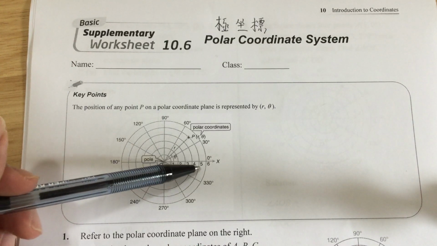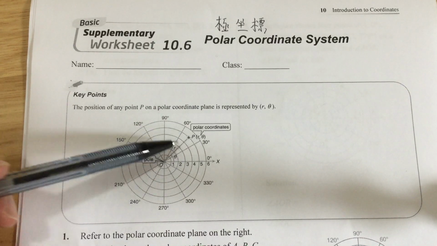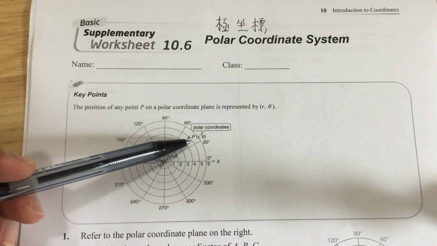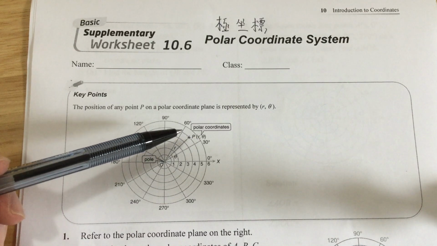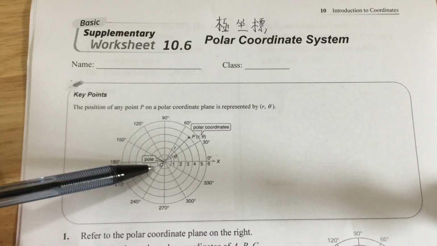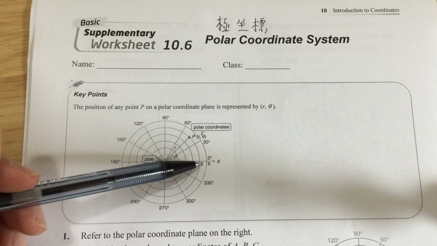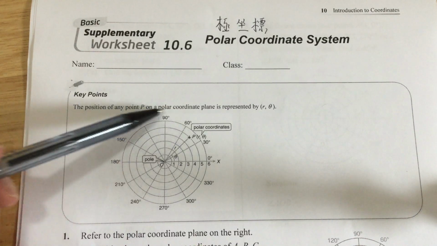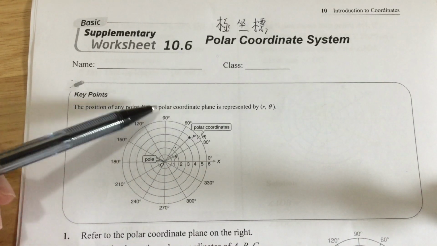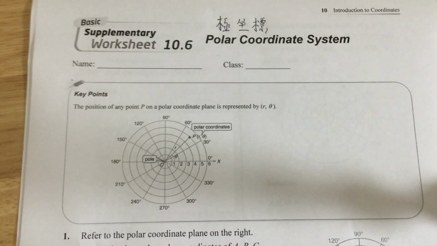And we must also know the angle. For example, here we have 60 degrees and 30 degrees, so we know that the point P may be 45 degrees. So we are going to write down the distance, how far it is from the pole, and also the angle. From here it is 0, and anti-clockwise we have 30 degrees, 60 degrees, 90 degrees, 120, and so on, until 330 degrees.